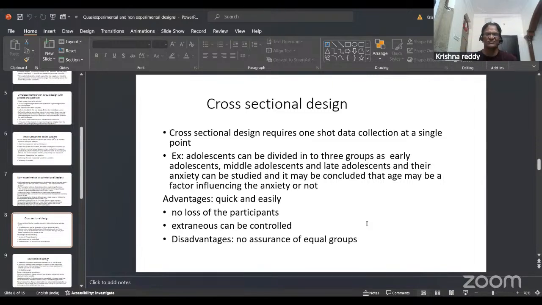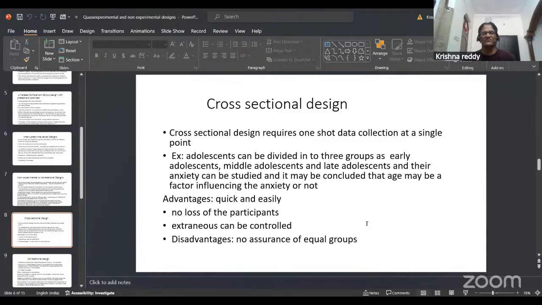We can also study the test anxiety before taking the test. What is their anxiety level? If you take such kind of thing, we call it test anxiety. Just before commencing the test, what is their anxiety level? That kind of anxiety is known as test anxiety. How is the anxiety level just before conducting the test or examination? We can call it test anxiety.